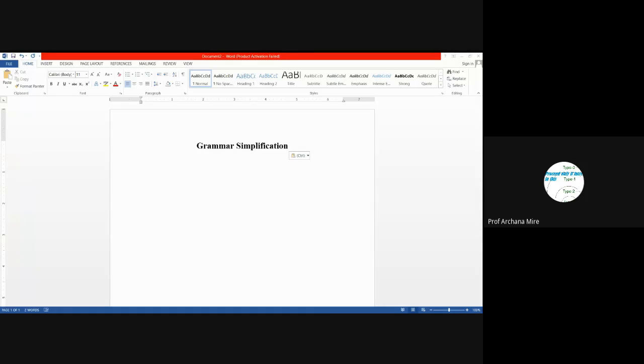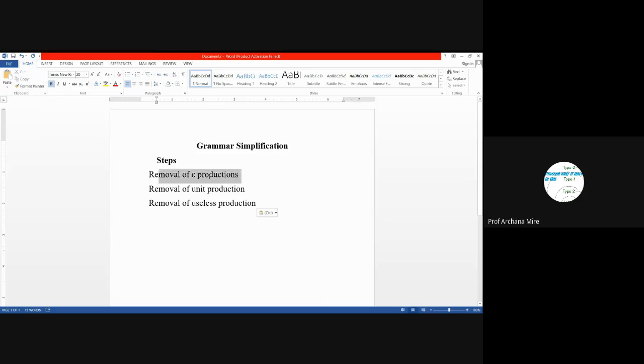So what are the different steps for grammar simplification? There are basically three steps to simplify a given grammar. First is removal of epsilon production, second is removal of unit production, and next is removal of useless production. Whenever we want to simplify a given grammar, we will always need to apply these steps in the same sequence. That means first we will remove epsilon, empty or null productions from a given grammar.